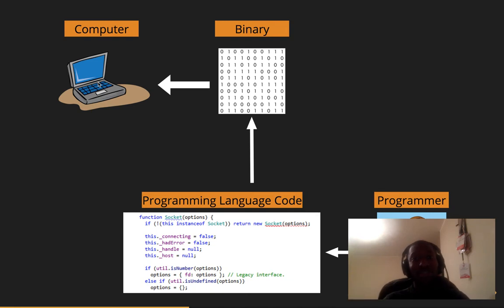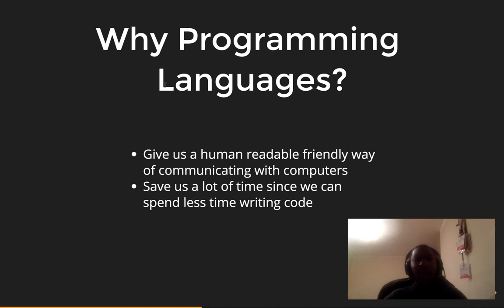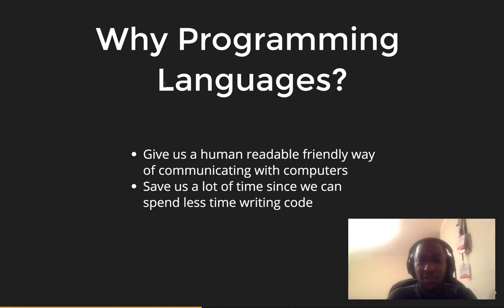It's like the Google Translate between you and your computer. When you use Google Translate, you type something in and it translates it for you into the other language. That's it, because Google Translate already has all the mappings for the words. Now let us proceed. Why did we need programming languages in the first place? Like I said, they give us a human-readable, friendly way of communicating with our computers. If we didn't have programming languages, we had to use binary, and that wasn't really readable. You can't just look at a bunch of numbers.